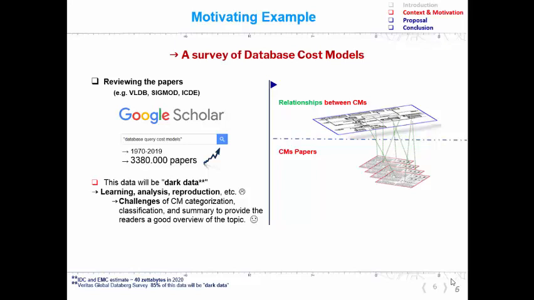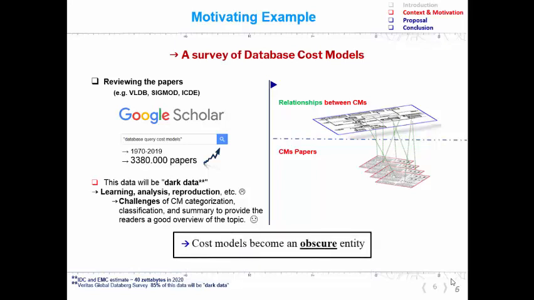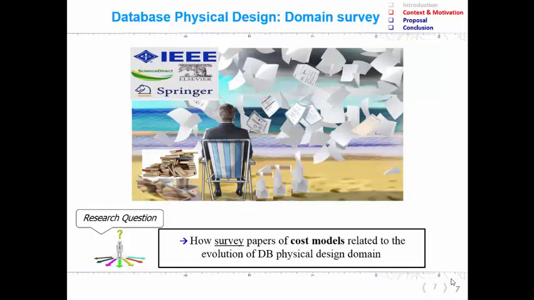This situation complicates the exploitation, reproduction, and reuse of existing cost models, and makes it hard to provide the reader a good review of the topic, because it's difficult to see how cost models are related from the scientific papers. As a consequence, cost models become an obscure entity. Hence, the problem statement and research question: how to improve survey papers of cost models related to the evolution of the database physical design domain?